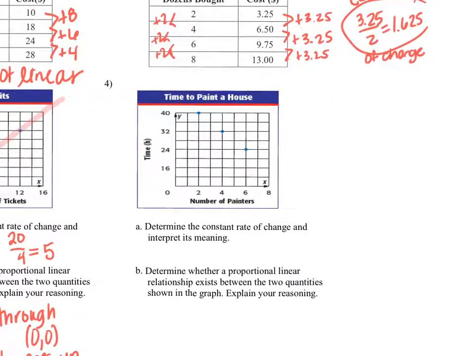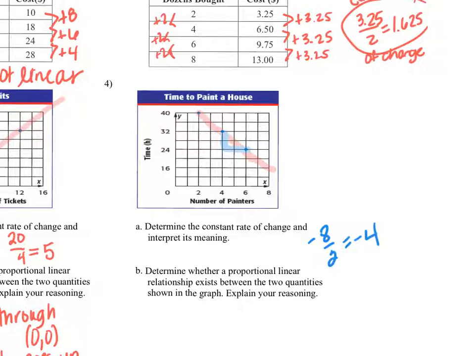Okay, so look at number 4. Determine the constant rate of change. Well, let's look at it right here. It's going down, down, down. So if we go from left to right, we go down 8 and over 2. So it would be -8 over 2, which would equal -4.